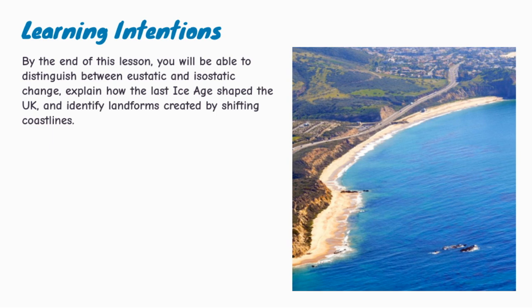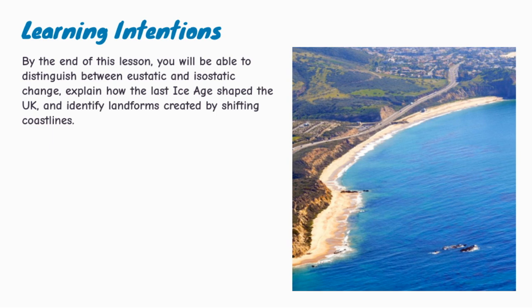Second, you should be able to explain how the last ice age shaped the UK. During the last ice age, thick ice sheets covered large parts of northern Britain. The weight of this ice pushed the land down. Since the ice melted, some of that land has been slowly rising again.